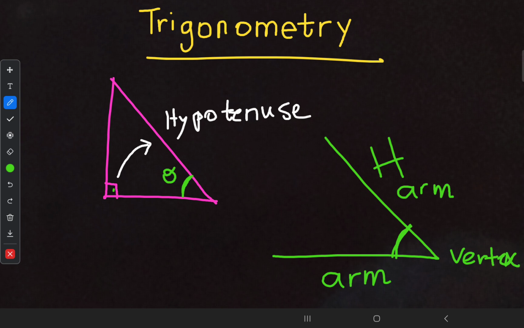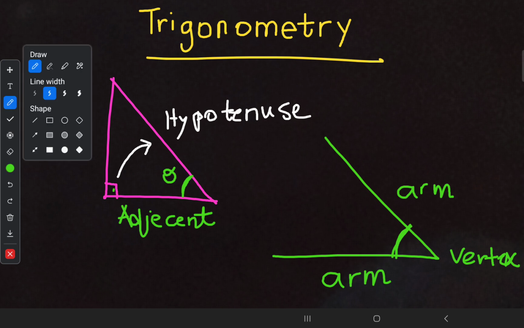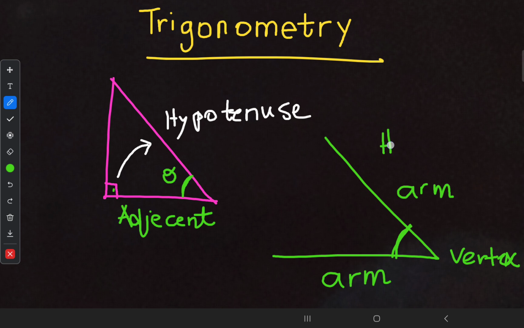With respect to this angle, you can see there are two sides. One is the hypotenuse. The remaining one, the side which is near to the angle, is called the adjacent side. This is the adjacent side. Mostly students will misconclude this, that's why I explained it using some explanations. Here there are two arms and one vertex. This is our hypotenuse, so the remaining side should be our adjacent side.